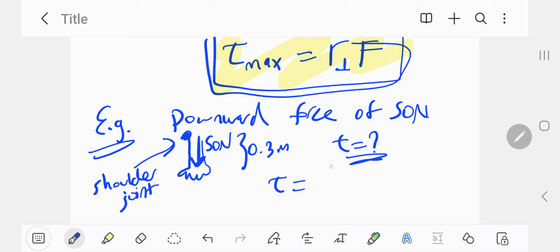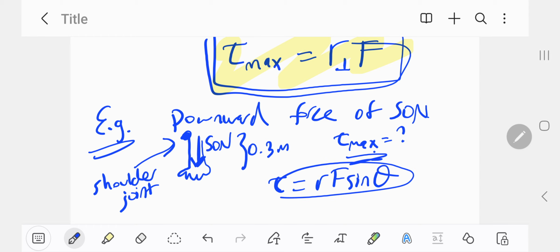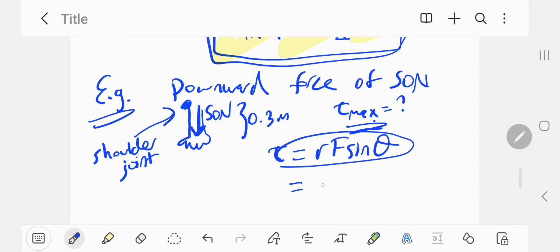So torque, as we know from before, is given by RF sine theta, for maximum torque. So the first step is to write down the formula. R is 0.3, F is 50 newtons. Now maximum torque occurs when theta is 90 degrees.